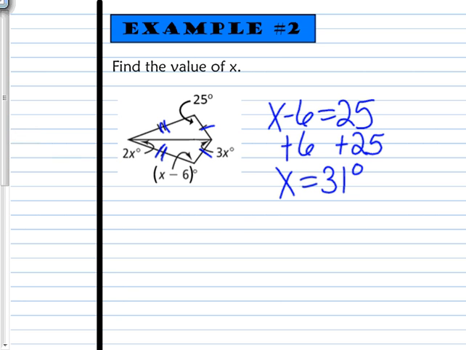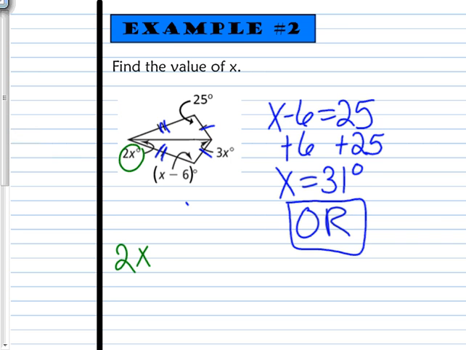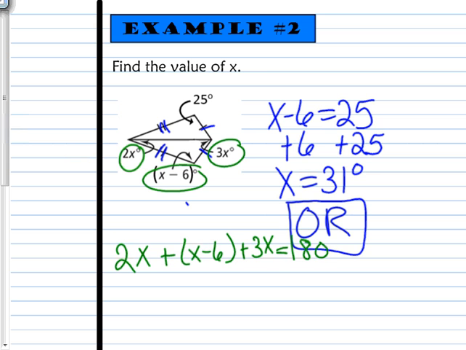Now, there was also a longer way you could have done this. If you didn't catch that x minus 6 was equal to 25, you could have, I'm going to write the word or and box it in. You could have said, well, I know that 2x plus x minus 6 plus 3x equal 180. All those angles equal 180. So you could have solved for x that way. You still would have gotten x equals 31. So either way of solving it is fine, but hopefully you recognize that x minus 6 is equal to 25.